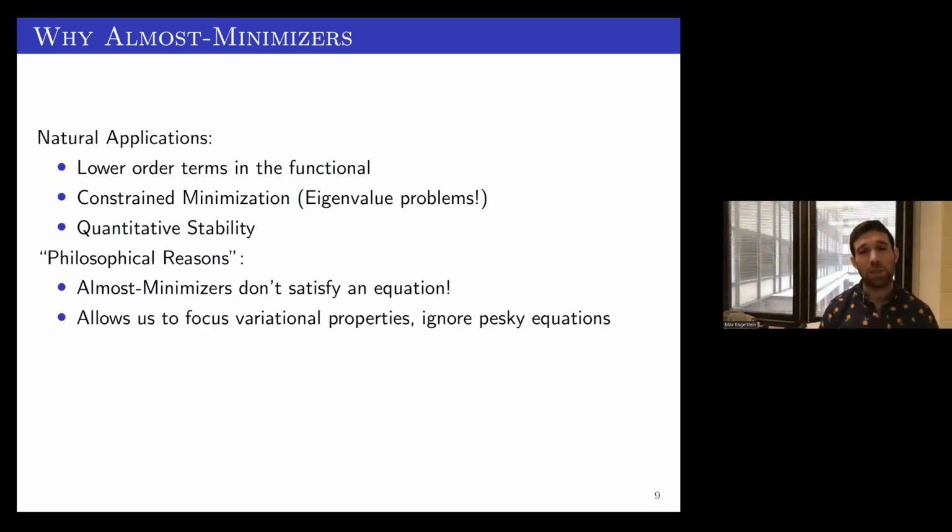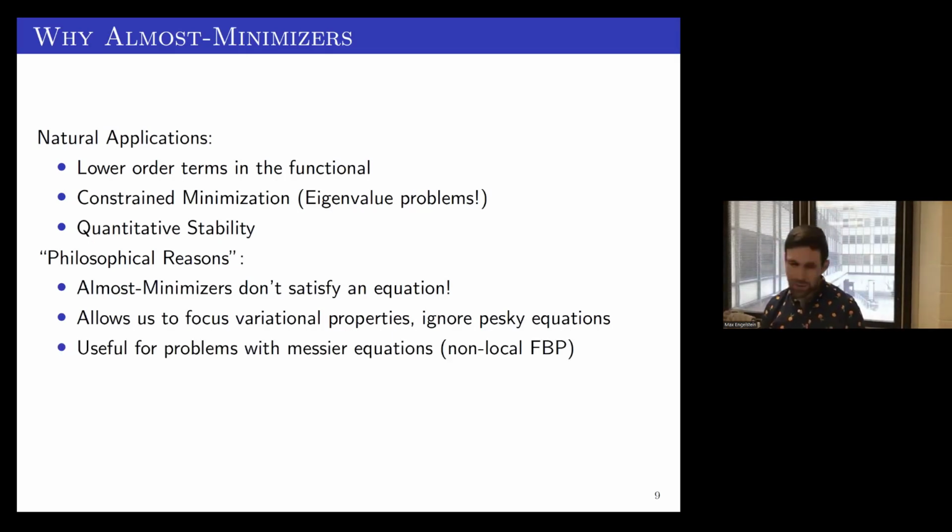This allows us to focus on what we can figure out purely from the variational characterization and ignore these pesky equations, right? So I'm saying that people like De Giorgi, Nash, and Moser, they led us astray in the 20th century. Obviously, I'm joking, but they put too much PDE inside of the calculus of variations. And if you want to go back to the variations, you can deal with almost minimizers. This is particularly useful for problems where the Euler-Lagrange equations are messy in some way, and so you don't want to rely on them as much. Non-local free boundary problems, for example.